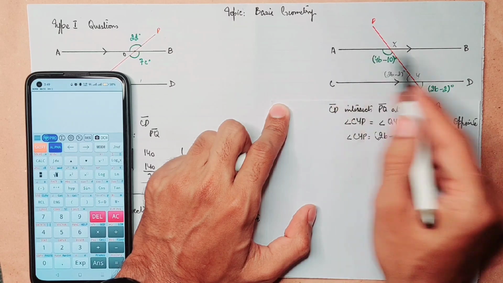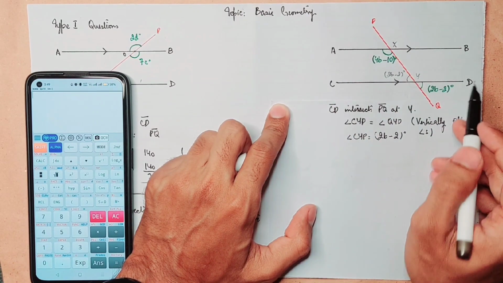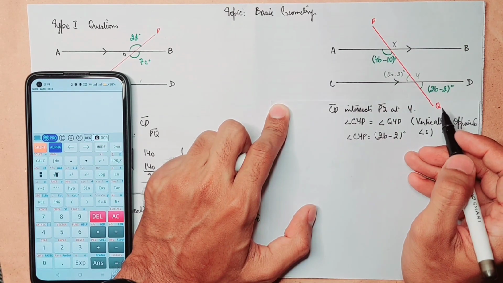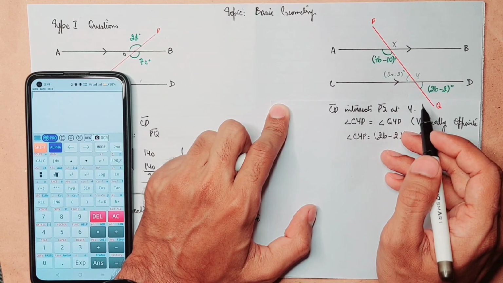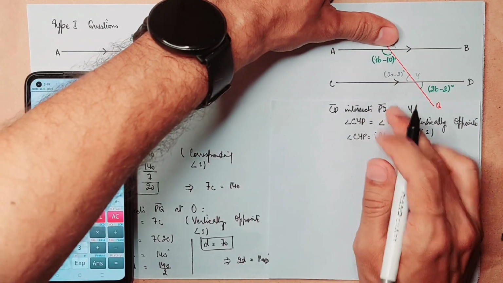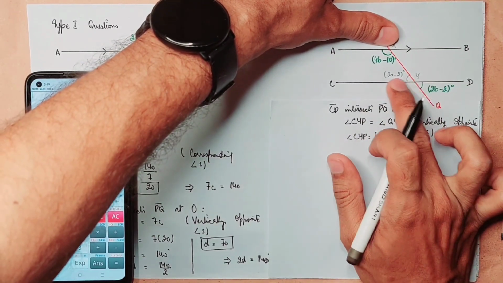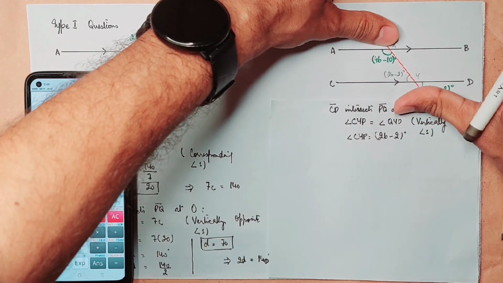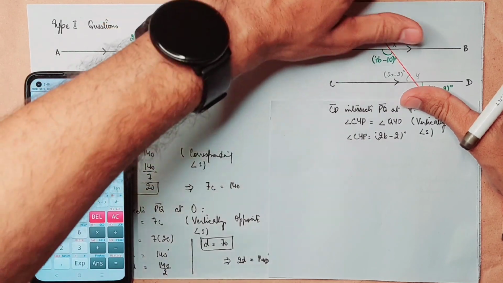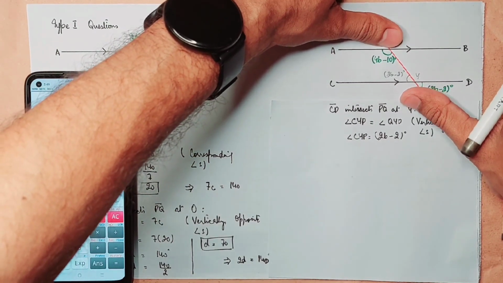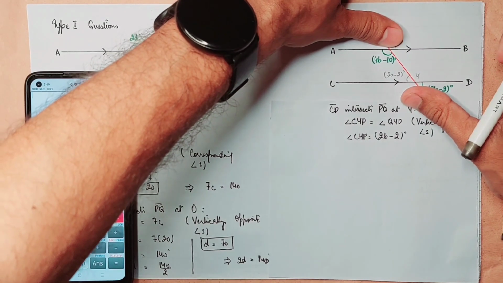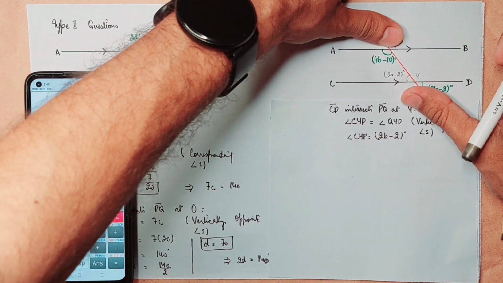Secondly, here we can see that lines AB and CD are parallel to each other, and here is a transversal which is PQ. When a pair of parallel lines is intersected by a transversal, two of the angles are formed in between these parallel lines. Firstly is 4b minus 10 and secondly is 2b minus 2. We have learnt earlier that these are supplementary interior angles. So 4b minus 10 plus 2b minus 2 equals 180.